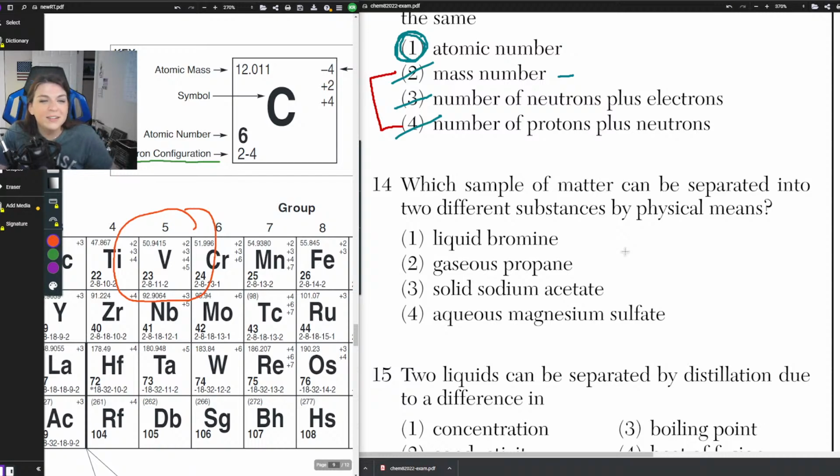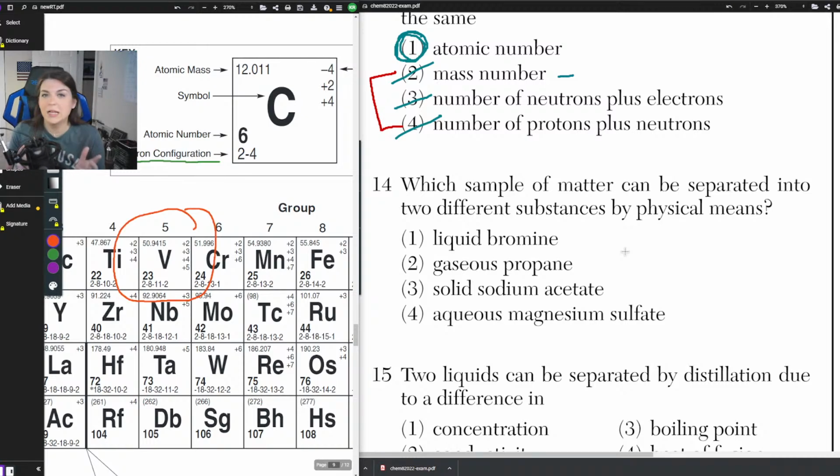Which sample of matter can be separated into two different substances by physical means? They're doing it again. They give you the definition and they're asking you to find the term, but in this case, they're not asking straight up for the term. They're asking you to apply the term. So a sample of matter that can be separated into two different substances by physical means must be a mixture. On top of that, we then need to figure out which of those answer choices is the mixture.